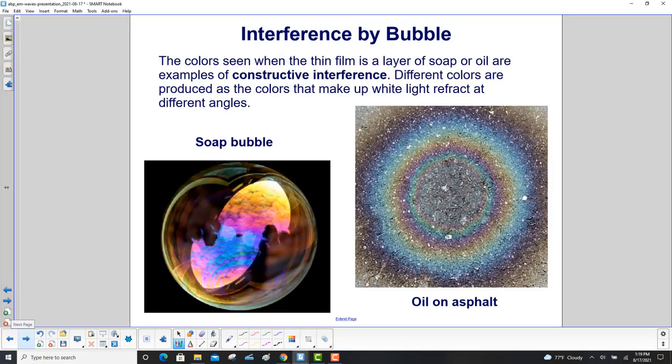The colors seen when a thin film is a layer of soap or oil are examples of constructive interference. Different colors are produced as the colors that make up white light refract at different angles. Nice soap bubble there and some oil on asphalt.